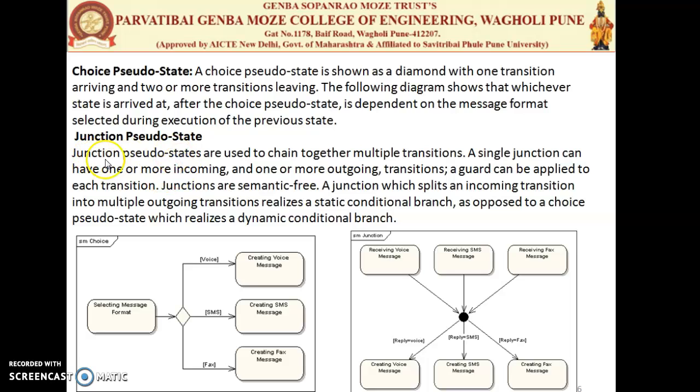So the junction pseudo state is nothing but a number of different incoming edges and a number of different outgoing edges with some guard condition. The guard conditions given here are: reply with voice, reply with SMS, and reply with fax. In brackets you can see the guard condition. A guard condition is whenever you have a condition with different alternative ways, so you use the guard condition with a rectangular box. You can also see here the guard condition is in a rectangular box. That is nothing but splitting the incoming edges into the outgoing edges.